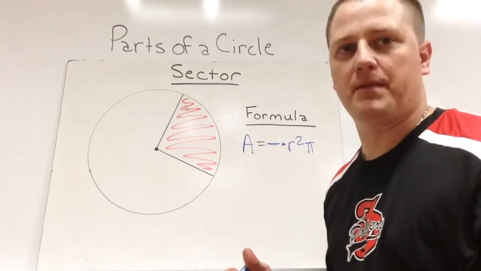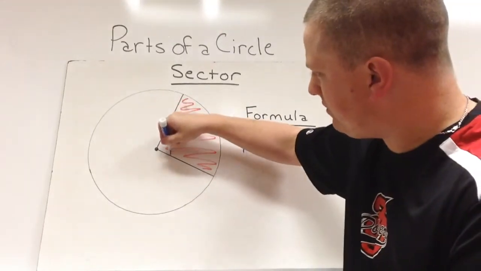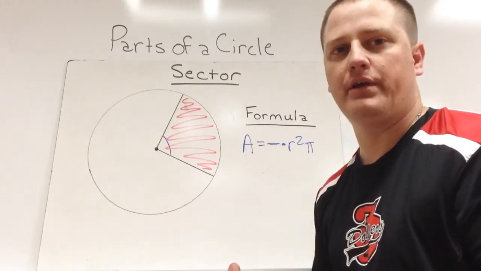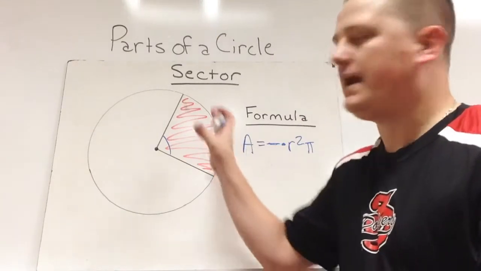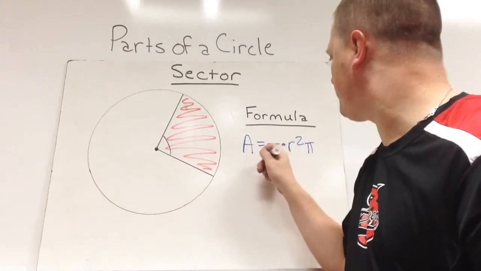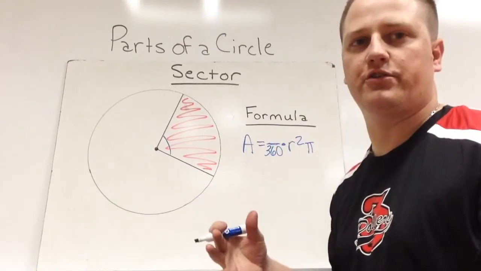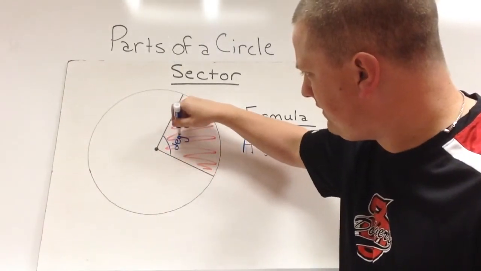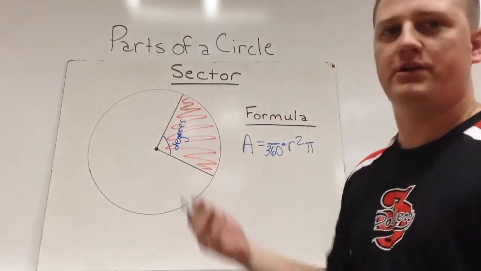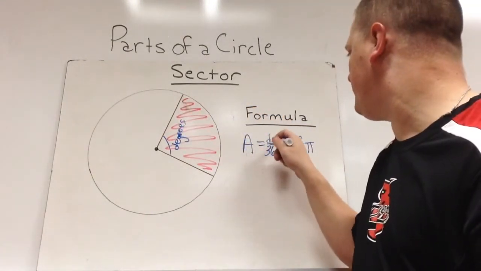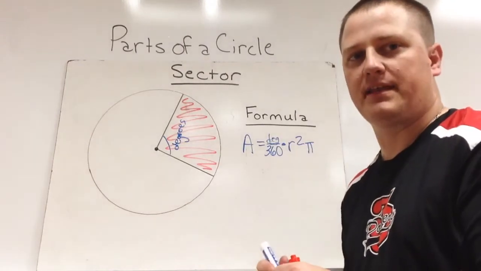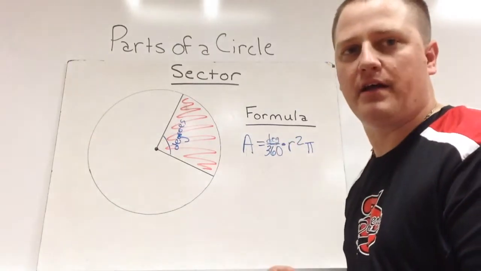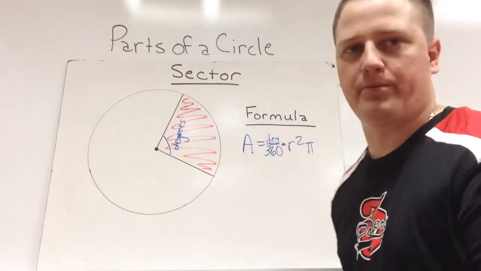Now because the sector has an angle right here, a central angle, we can actually figure out that fraction pretty easily. A circle fully is 360 degrees, so the total circle is 360, so the fraction of it would be whatever the degrees are here. So we're just going to abbreviate that as DEG. So basically, you find the area of the circle and you multiply by the degrees of your sector over 360.